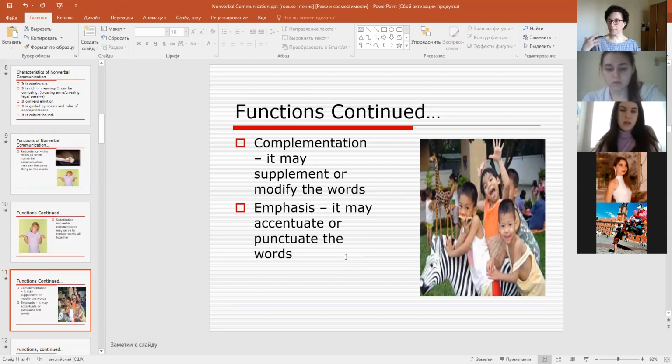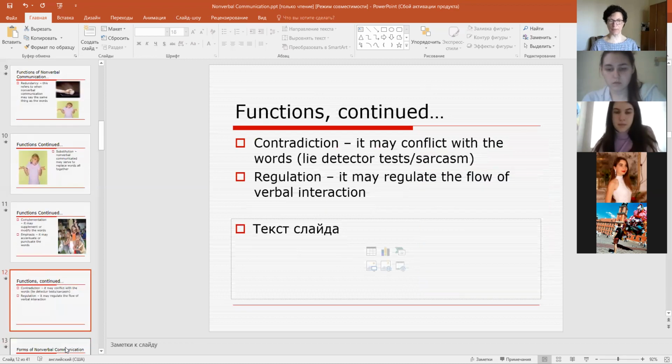That's what I told you. You add emphasis with your body, and that's how you become more efficient in your communication. The last one, contradiction. It may conflict with the words. Lie detector test. Sarcasm.